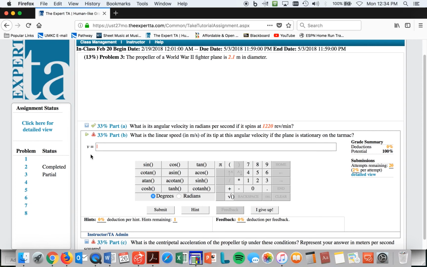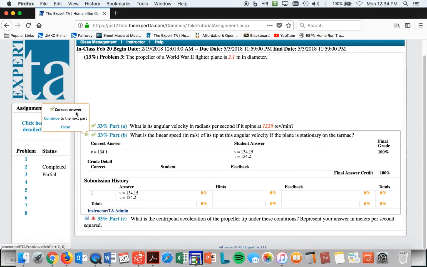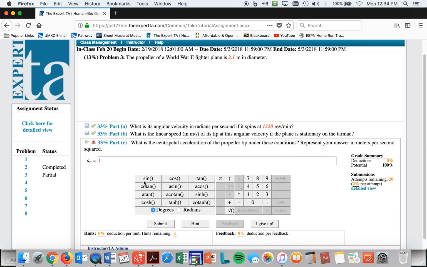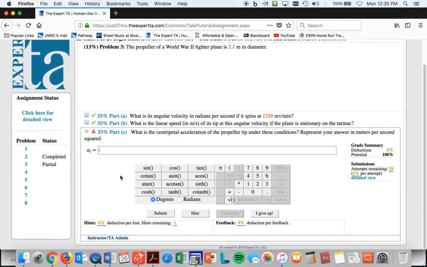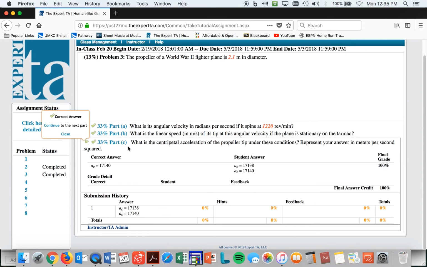Now here's the tangential speed, which I got as 134.15 meters per second. Submit that. Yeah, correct. I'm on a roll. I don't know why they make me do it in g's, but I read something, 17,138. Yeah, we flew through that, didn't we? That's kind of a long problem, so maybe we should record that and go on to the next one.